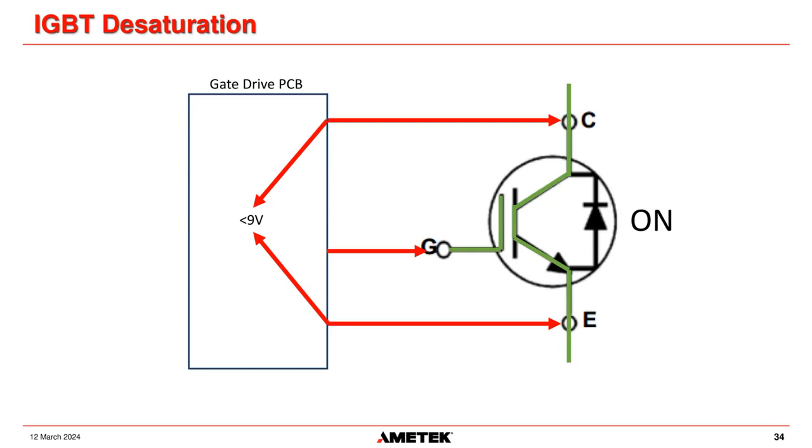And what the desaturation sensing circuit does is it says, as long as the voltage across the collector emitter is below 9 volts, which is considered still in its saturation region, in other words, still in the region of the IGBT that is normal, then everything is good. It says, I'm okay with that. I'm going to continue sending gate signals to this IGBT. We're all good. But if for some reason there is too much current flowing through this IGBT, it will go out of its saturation region.